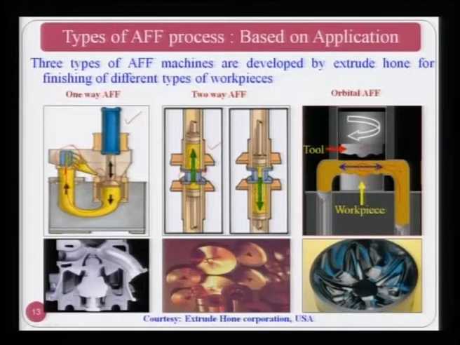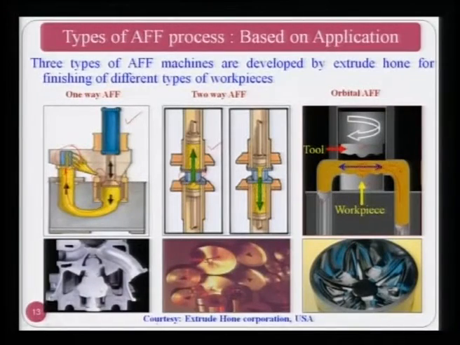As a result of that, the surface roughness value goes down and you have a better surface finish. So, you can see here the kind of components that are finished by each type of AFF setup. This is one way, this is for two way because there are through holes or through cavities over there, and this is again for blind cavities, which uses the orbital abrasive flow finishing process. Let us see the parametric analysis of abrasive flow finishing processes.